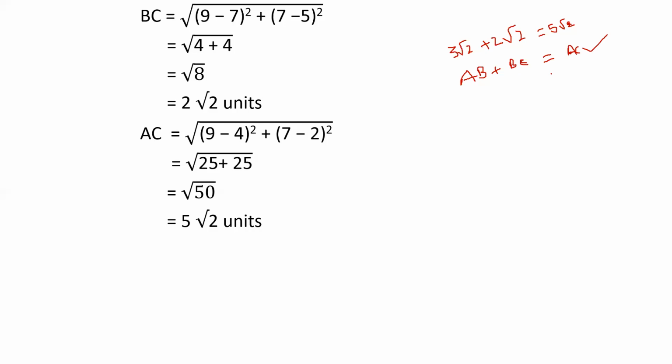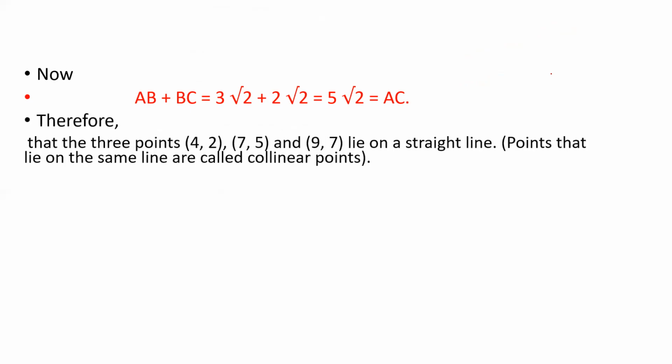So we can conclude here, guys, AB plus BC, which is 3 root 2 plus 2 root 2, which equals 5 root 2, is equal to AC. So I can say that the 3 points (4, 2), (7, 5) and (9, 7) lie on a straight line. So I told you that.